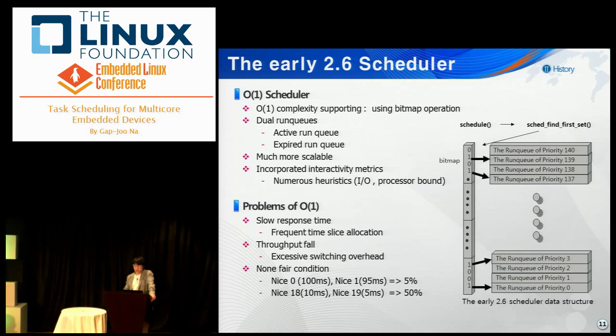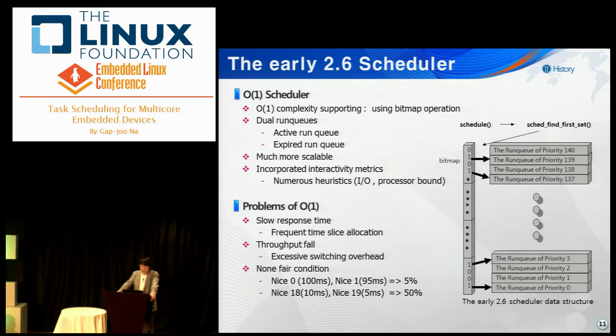The O(1) scheduler was much more scalable and incorporated numerous heuristics to determine whether tasks were I/O bound or process bound. But the O(1) scheduler has some problems, like slow response time, low throughput, and non-fair conditions like this example. So new algorithms like the staircase scheduler, rotating scheduler, and deadline scheduler were developed.